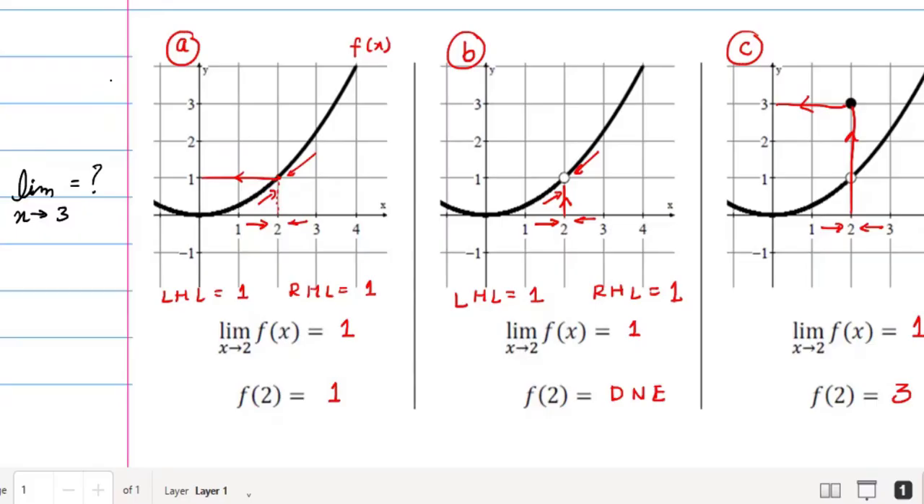Okay, all the graphs are the same, so it's not specific to any particular graph. If this is the question, x tends to 3, what will be the limit of this function equal to? The answer: as x approaches 3 from the left hand side, the function approaches this value. I can approximately take it as 2.2. And when it approaches from the right hand side, again, it approaches the same value. So I can say that the answer to the question is 2.2.